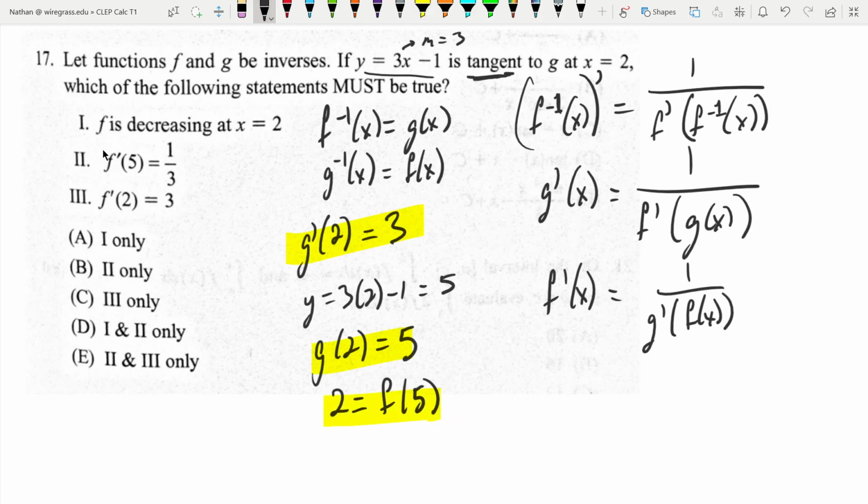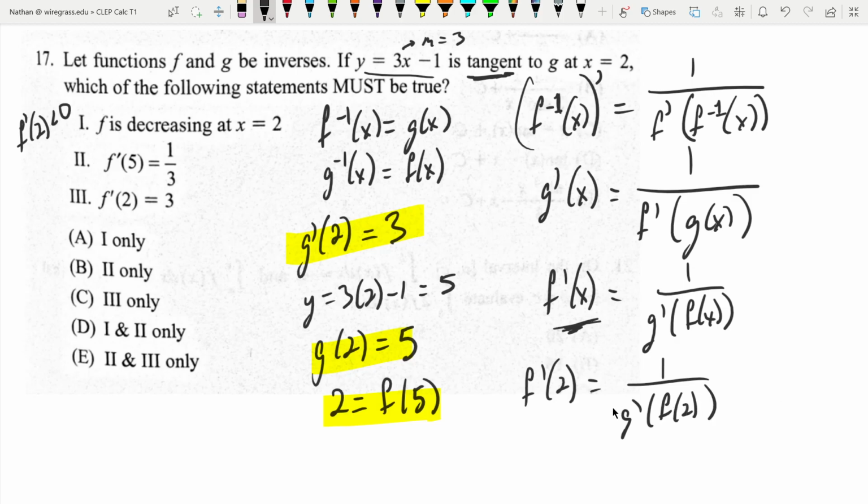So first off, we have f is decreasing at x equal to 2. What we're asking there is, if it's decreasing, is f prime at 2 less than 0? I don't believe there's any way we can find this out. What we're looking for is f prime of 2 equals 1 over g prime of f of 2. And the issue is that we don't know what f of 2 is. We know what f of 5 is, but we have no information about f of 2. So I don't think there's any way of figuring out if 1 is correct.